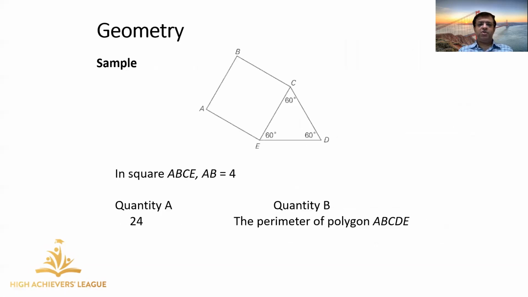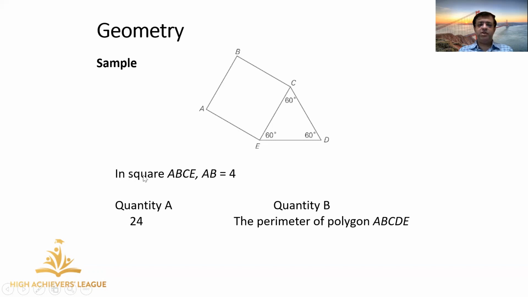Okay, great. So let's move on to this final example. Now, this is from geometry and quantity comparison. So let's look at the question. In square ABCE, AB is 4, and quantity A is 24. Quantity B is the perimeter of the polygon ABCDE. We discussed earlier that perimeter is the sum of the outer boundaries, so we need to find the perimeter of this polygon.